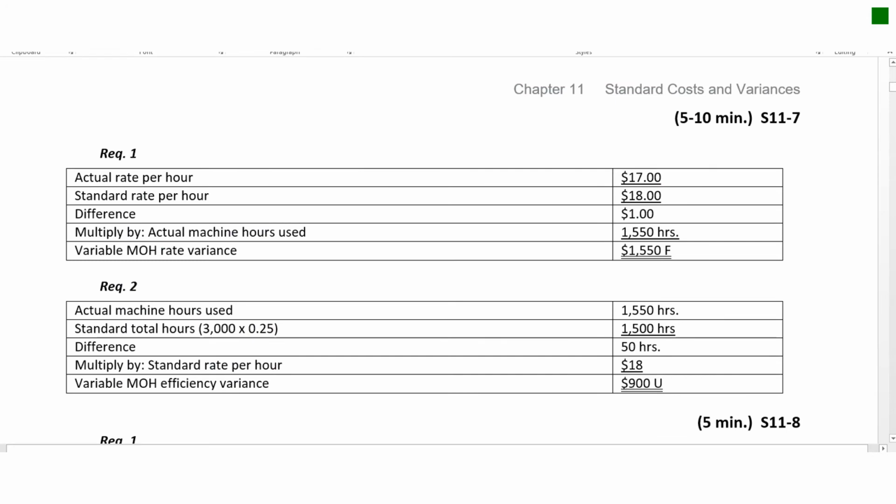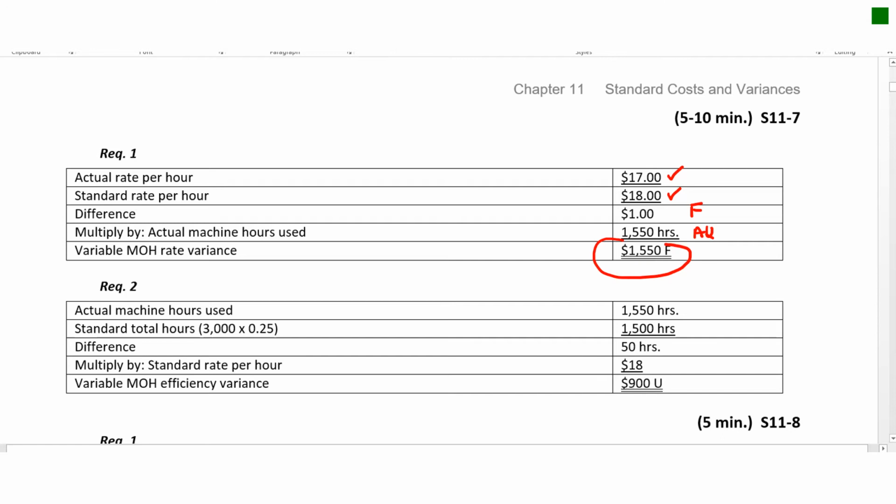So again, notice on the rate variance, all you do is compare the actual rate to the standard rate. Notice you paid less than the standard by $1. That's favorable. Multiply that by the actual quantity of 1,550. You get a variable overhead rate variance, again, of $1,550 favorable.